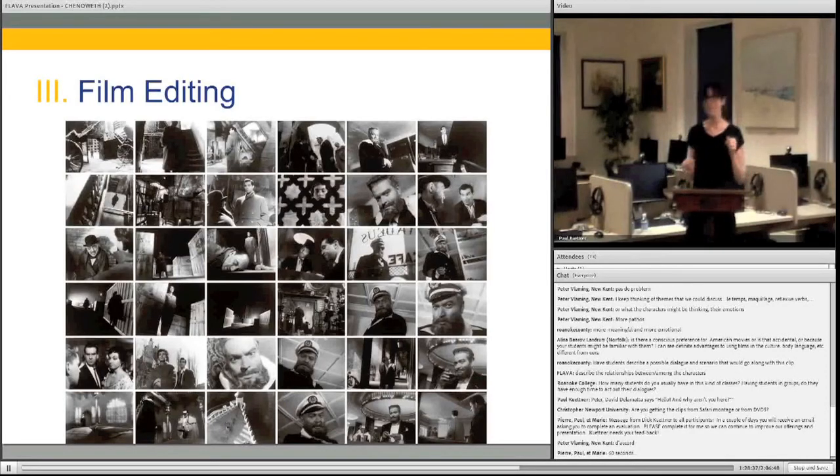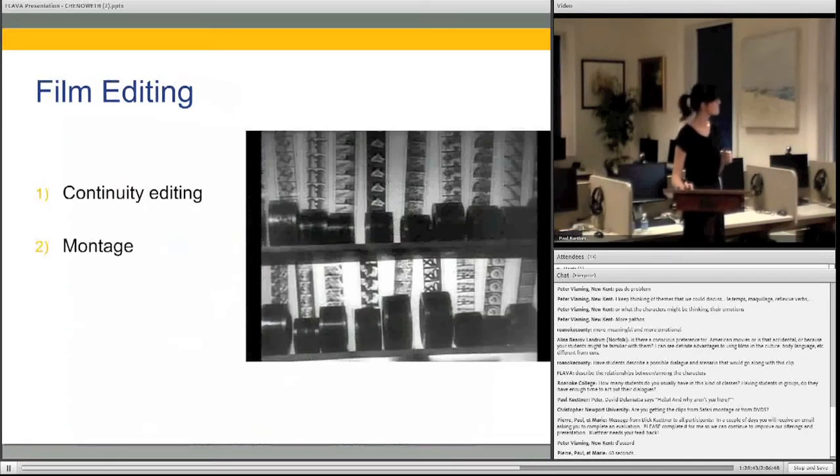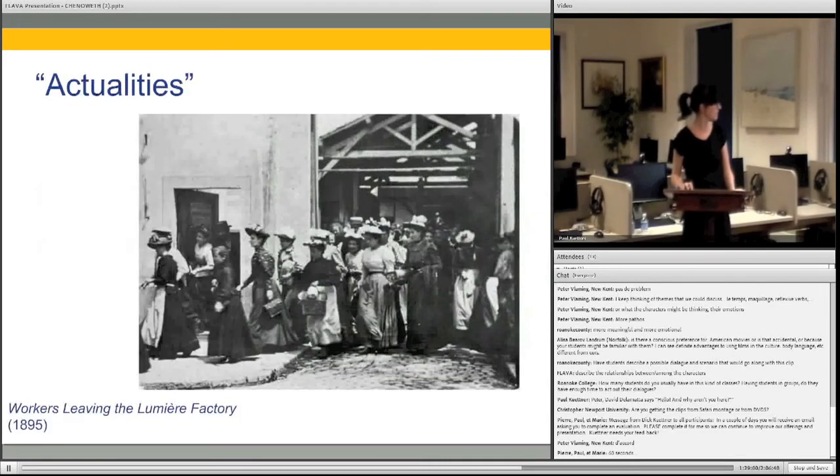Our final unit here is going to be on editing. All right, so the two principles. Our two major concepts we're going to be talking about are continuity editing and montage. All right, a little bit of the history of editing.